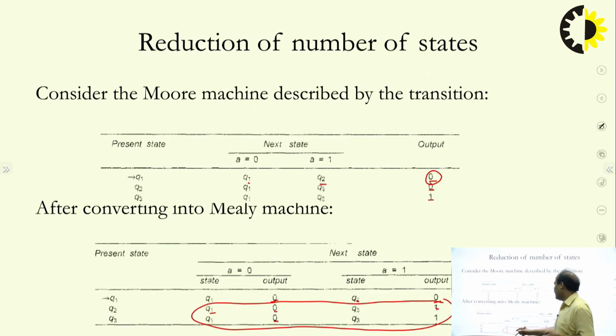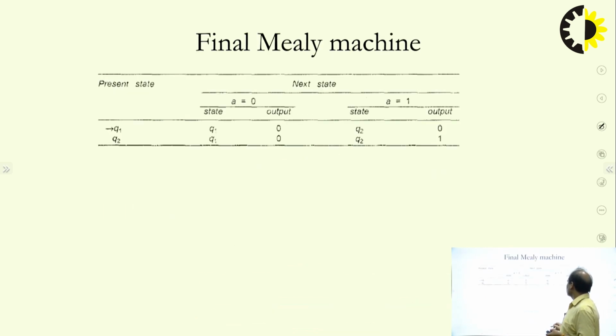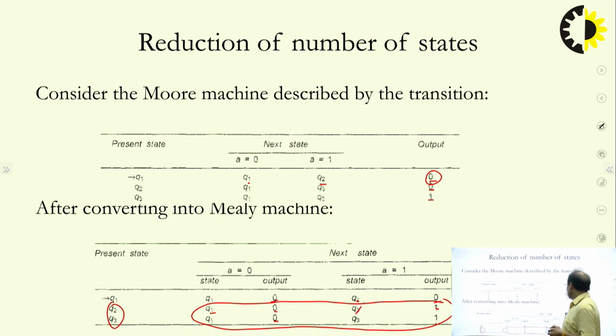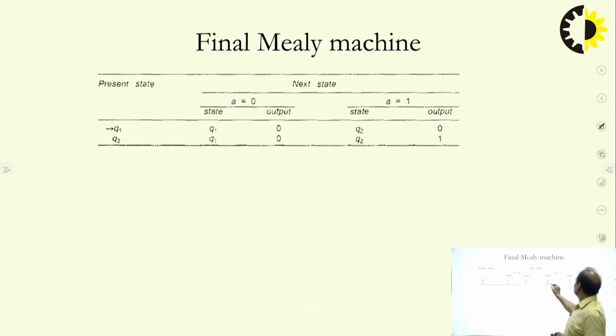If you combine them, Q2 and Q3 can be written as either one, Q2 or Q3. Any occurrence of Q3 on the right will be represented by Q2. So here, this Q3 will be represented by Q2. The rest will remain the same. So this can be minimized.